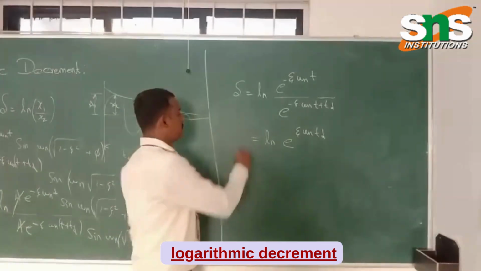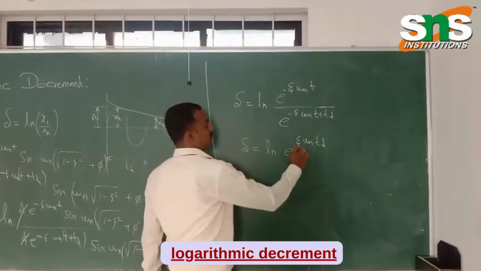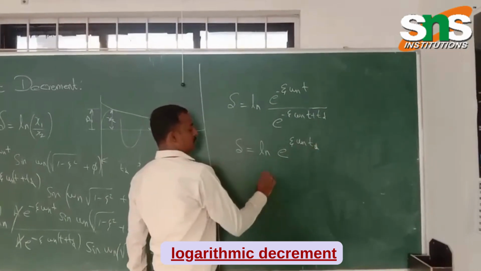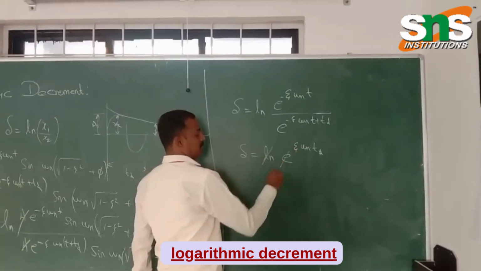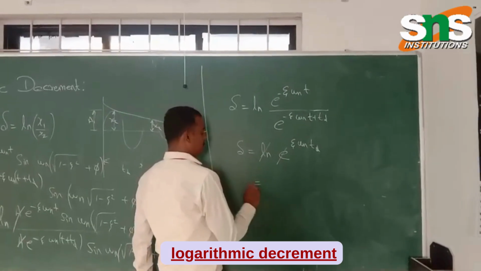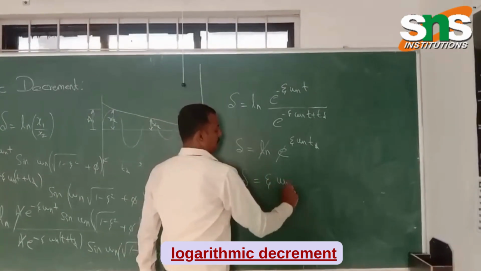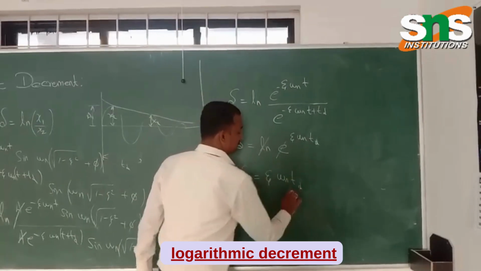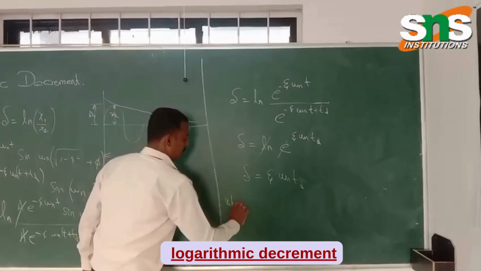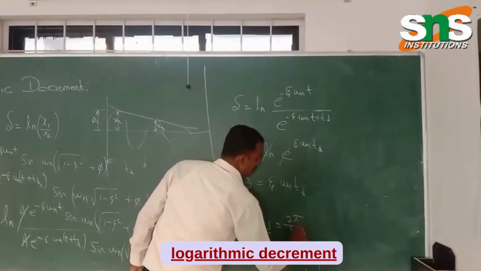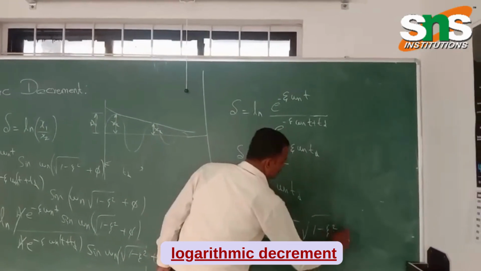So the logarithmic decrement delta equals ln of e power zeta omega n td. Now we can cancel the ln and the exponential term. We get the logarithmic decrement as zeta omega n td, where the damped time td is 2 pi by omega n root of 1 minus zeta square.